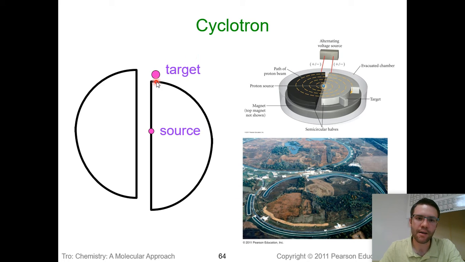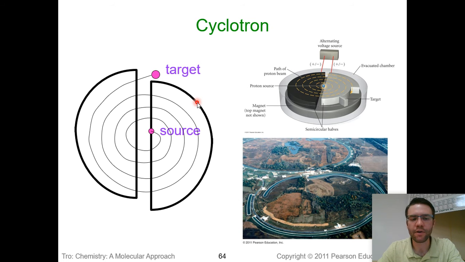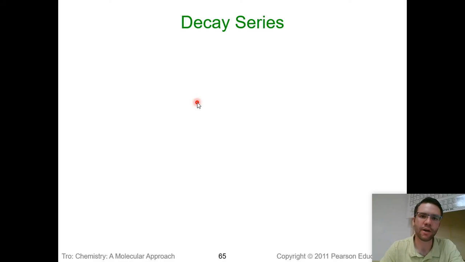It's a cyclotron, and basically it takes a target and it goes around in a circle. And if it goes around in a circle, you have a greater distance that it can travel, and you can get it going even faster, and it spins around and hits the source in the middle.